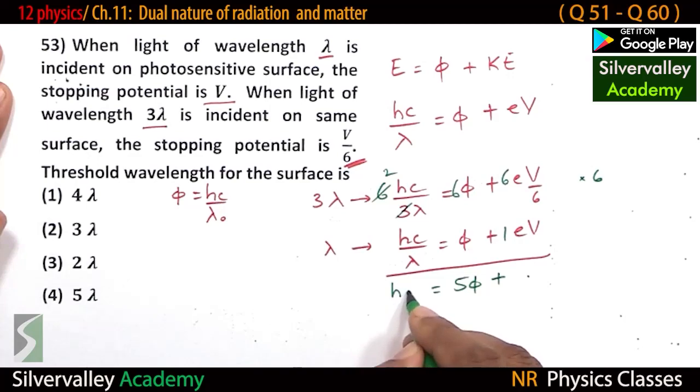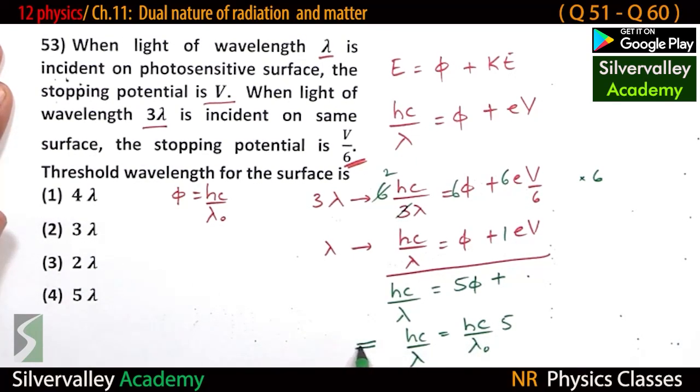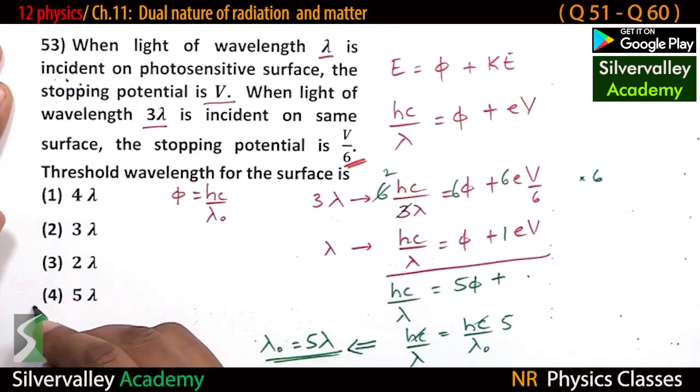So it is hc by lambda. But what is phi? Phi is hc by lambda naught. This is hc by lambda. This implies that hc by lambda naught equals 5 lambda. Lambda naught is 5 lambda.